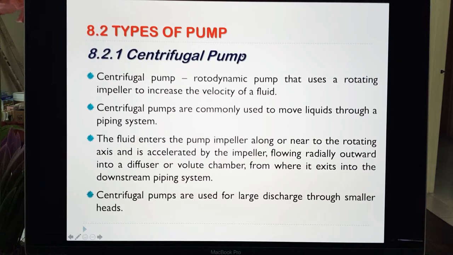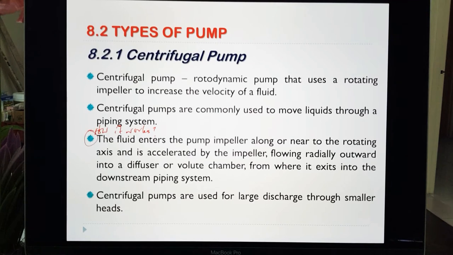Okay, so we have several types of pumps. The first one is the centrifugal pump. The centrifugal pump is a rotodynamic pump that uses a rotating impeller to increase the velocity of a fluid. Because here, we want to ensure that the fluid is able to flow. Centrifugal pumps are commonly used to move liquid through a piping system. Okay, so how does it work?